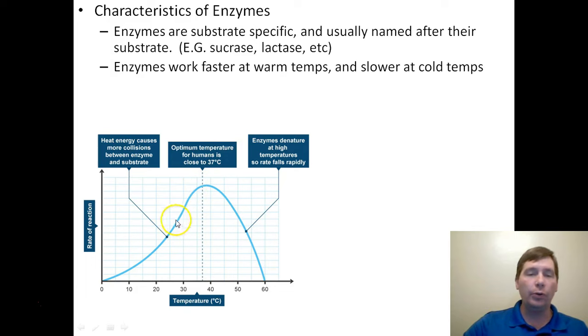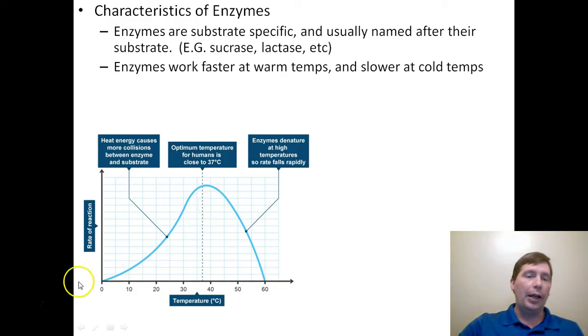If it's colder than 37 degrees, your enzymes slow down and they don't work as fast. If it's warmer than 37 degrees, they actually don't work as fast either. So for every enzyme, there's a sweet spot. There's a temperature sweet spot where that enzyme will work better. As it gets warmer and warmer, that enzyme will work faster and faster until eventually it gets too hot and then it actually kills the enzyme. I'll talk about that in a second. But for the most part, enzymes work faster at warm temperatures and much slower at cold temperatures.